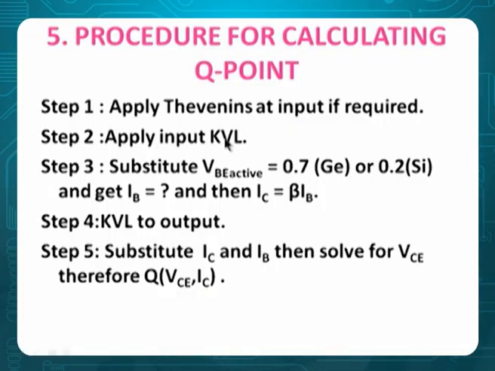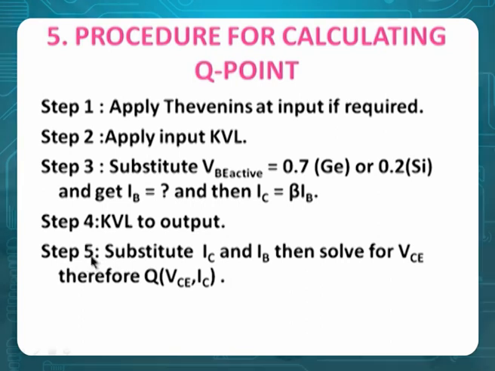Step 2, apply input KVL. Step 3, substitute VB equals 0.7 for silicon, 0.2 for germanium, and get IB, and then IC is equal to beta times IB. Please understand, IC equal to beta times IB is valid only in the active region. That's why today we are completely talking about the active region. Therefore, I don't need to say again and again that IC is equal to beta times IB. It is always valid in the active region, because only in the active region there is gain. Then go to KVL at the output, and step 5, substitute IC and IB and then solve for VC. The values of VC and IC are called the Q point.